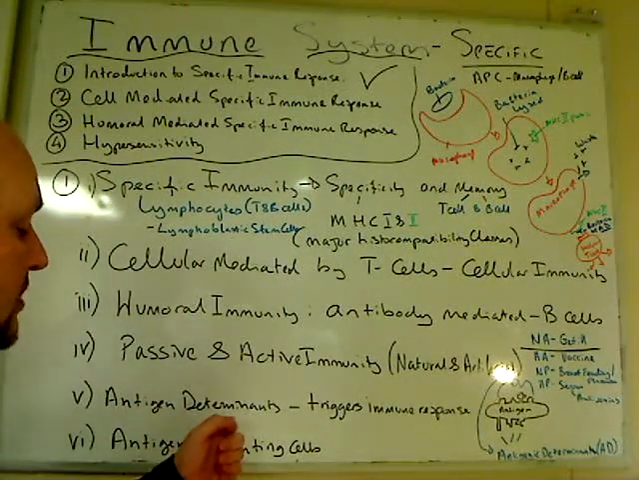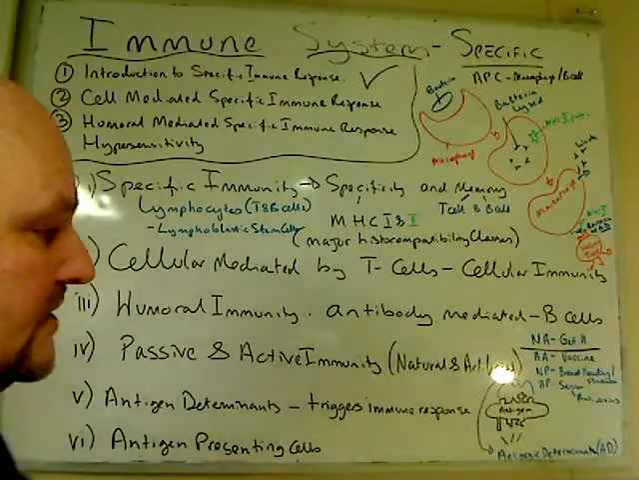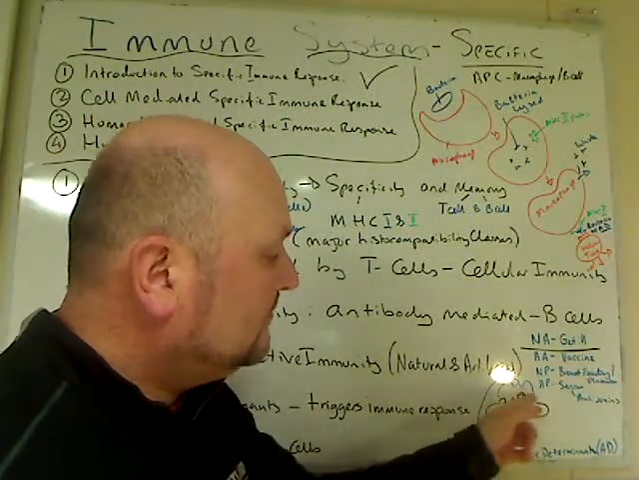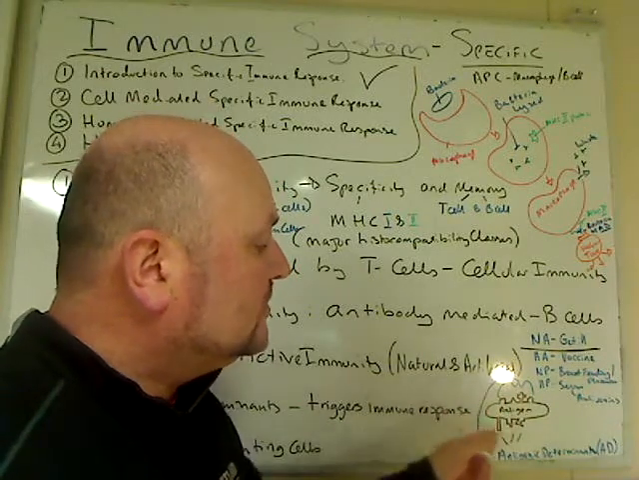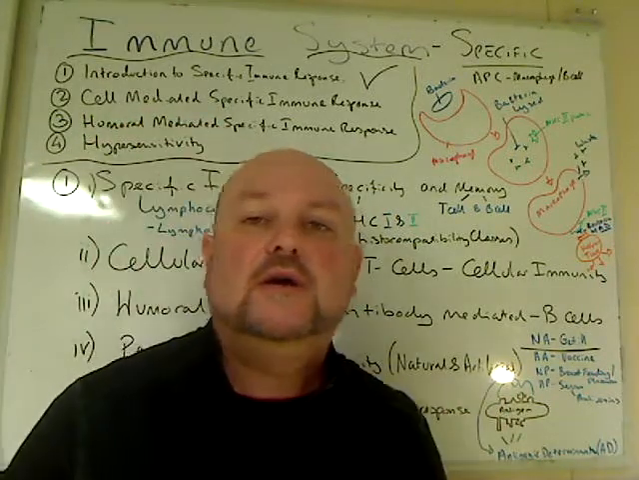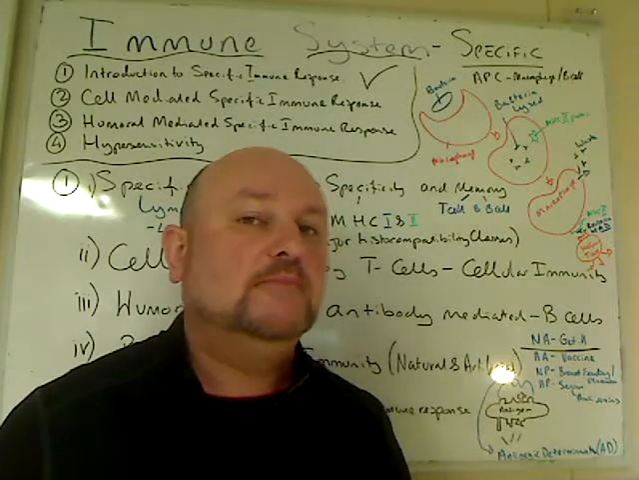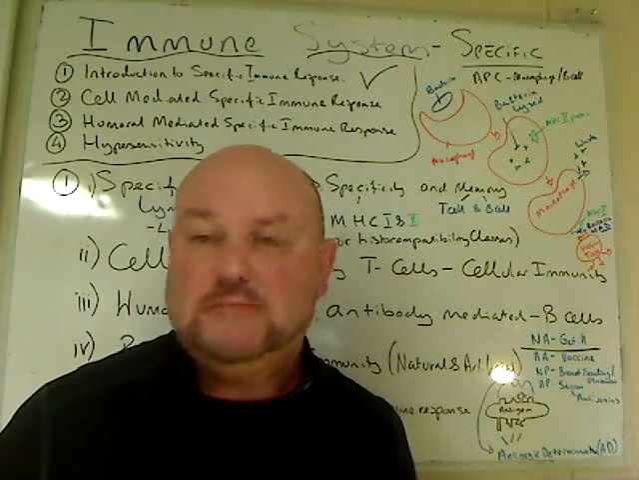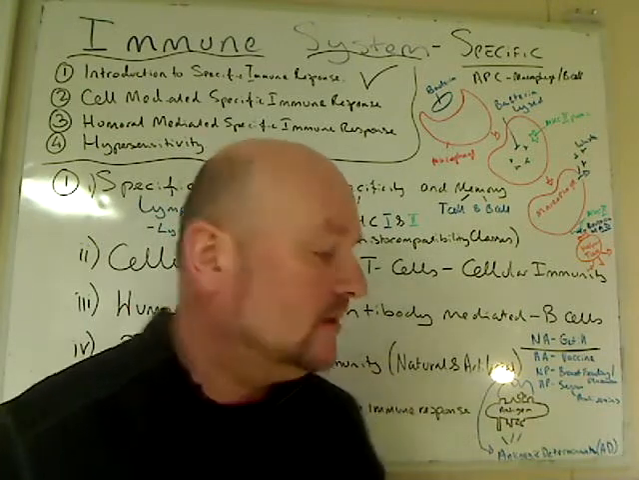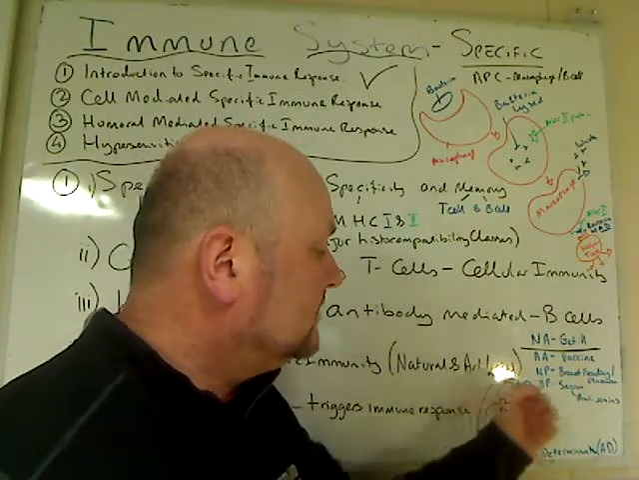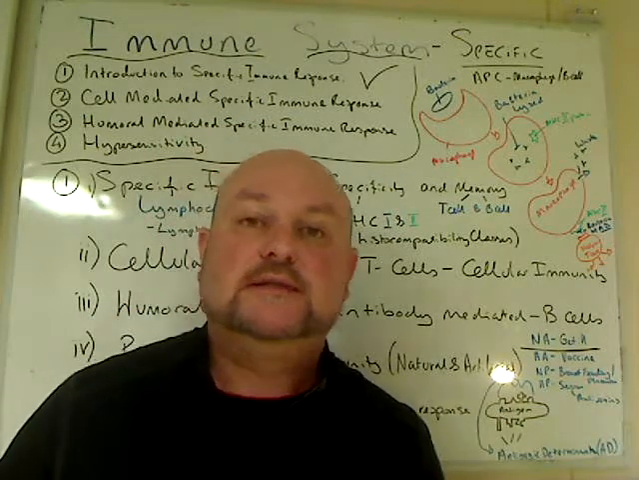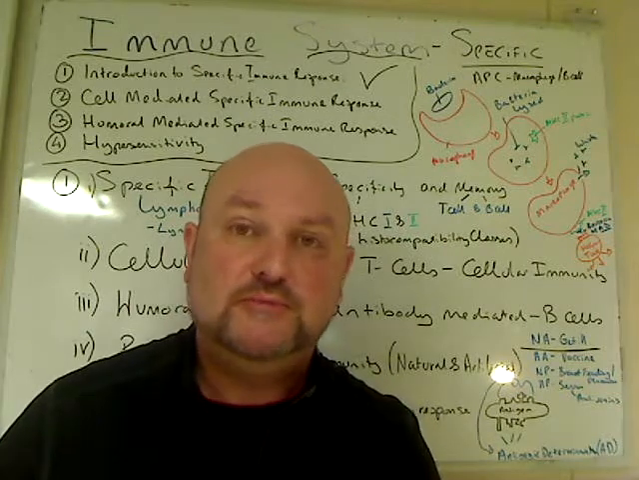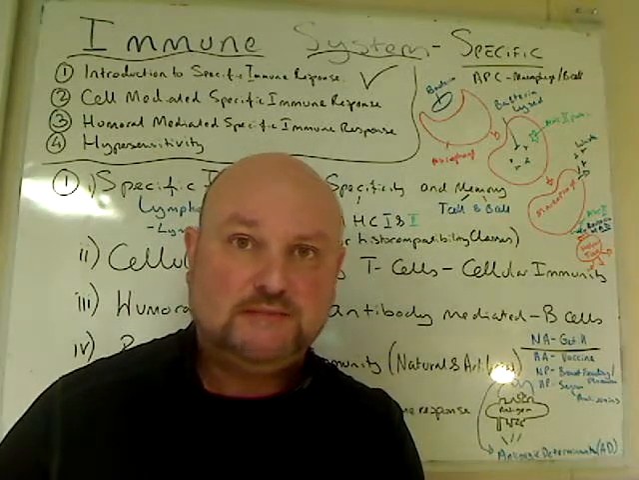Antigen or antigenic determinants. Well, what is an antigen? An antigen is something that sticks out of the surface of the pathogen, whether that be a bacterium, a virus, a fungi, amoeba, whatever it happens to be. It sticks out on the surface and is recognizable. You can latch onto it. So it's called an antigen because it will cause an immune response in the host once it's placed in there.